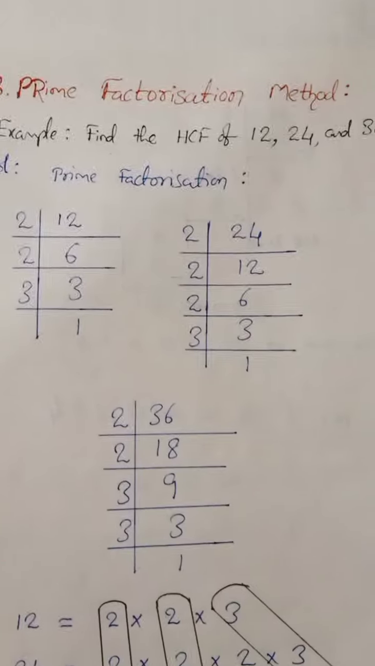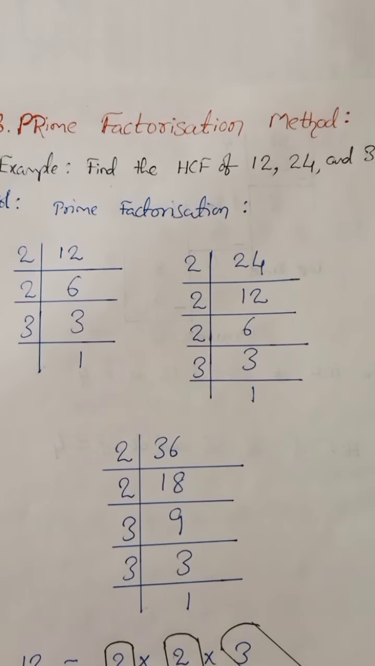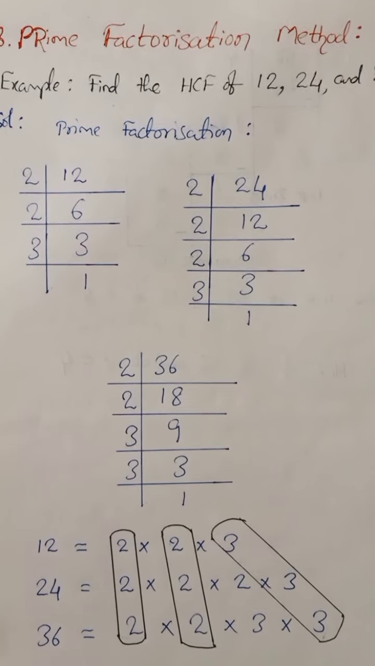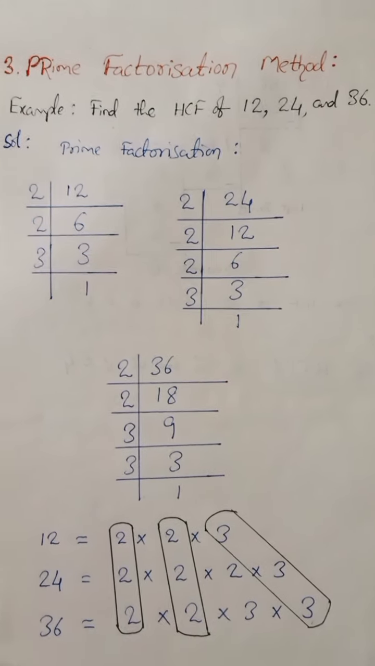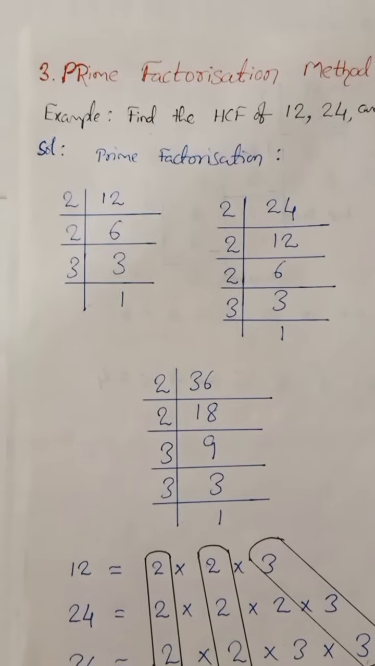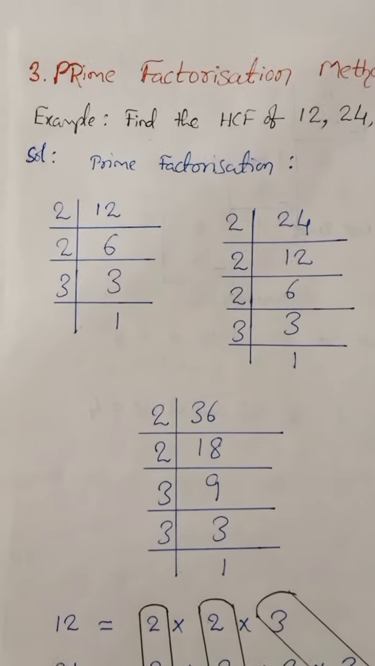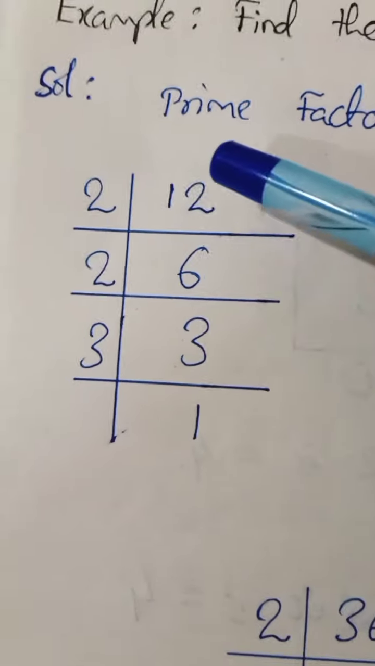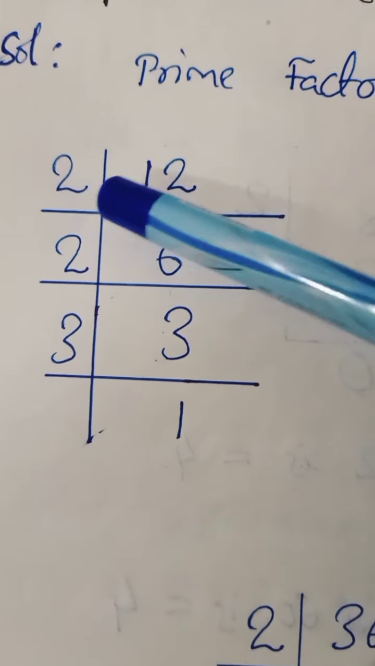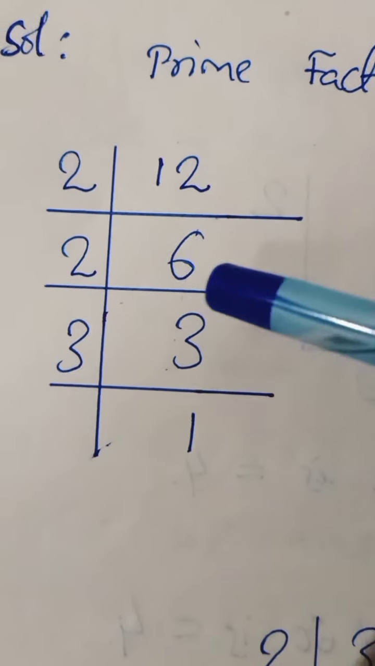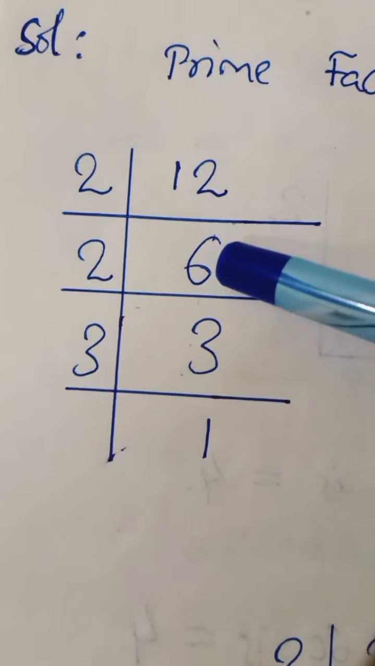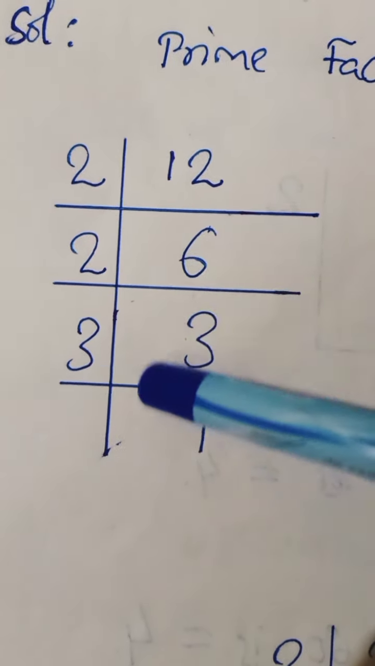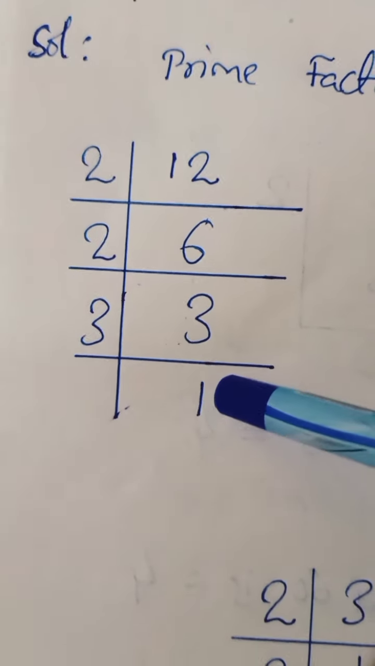Third one, prime factorization method. For example, find the HCF of 12, 24 and 36. Now prime factorization. First, the prime factorization of 12. The first prime number is 2. So 12 divided by 2 gives 6. 6 divided by 2 gives 3. 3 divided by 3 gives 1.